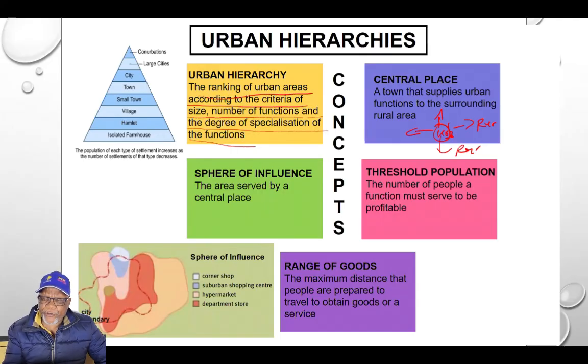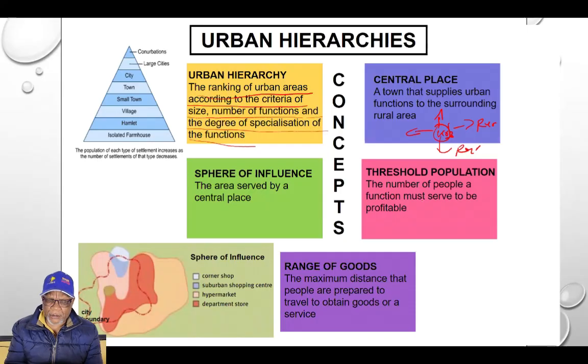It is the number of people a function must serve to be profitable. Remember, you don't have to change the concept the way you understand it. If you say it's a minimum number of people required to make a business profitable, however it was taught in class, it must have the same meaning. It doesn't have to have the same wording. And the sphere of influence is the area served by a central place, or an area where a business gets customers from.